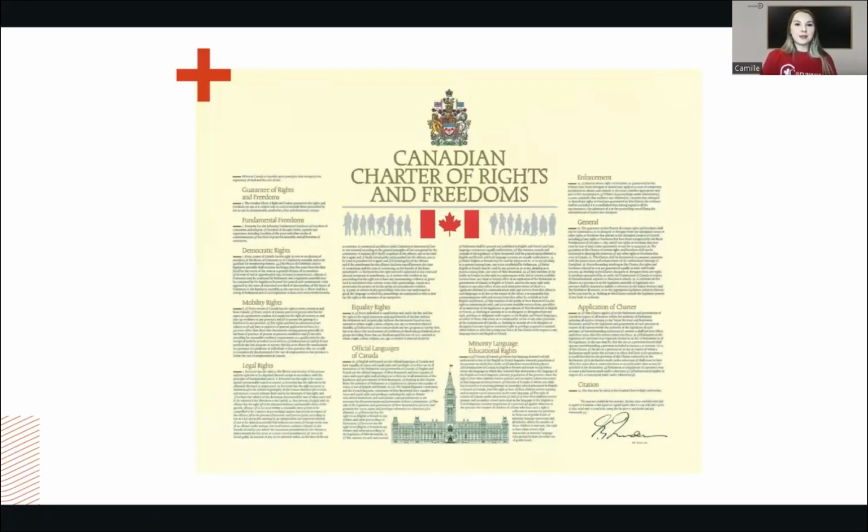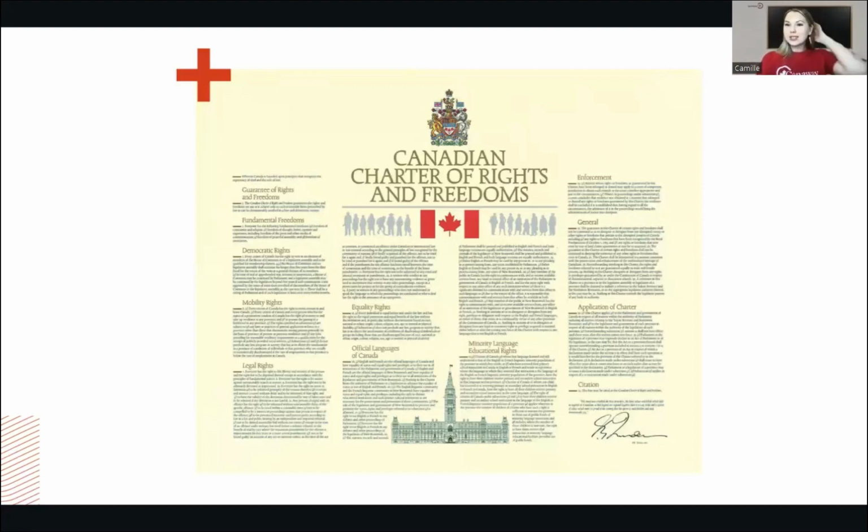We have the freedom to have mobility, meaning being able to move. We have legal rights, meaning that we have rights to participate in government, and so on. So I encourage you to think about the country you live in right now and what your document looks like that outlines all the rights and freedoms you have as a citizen.